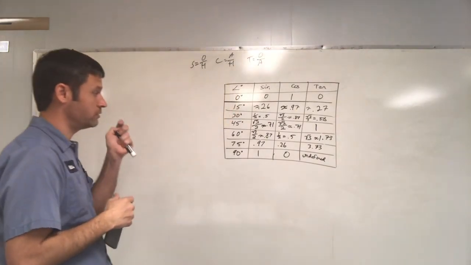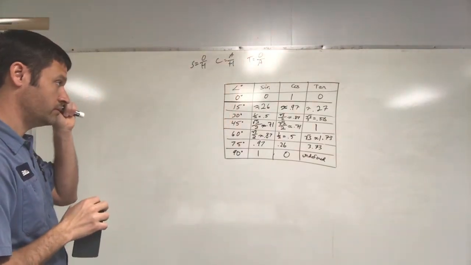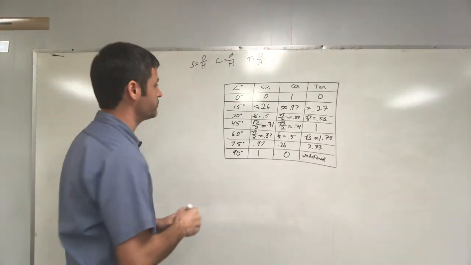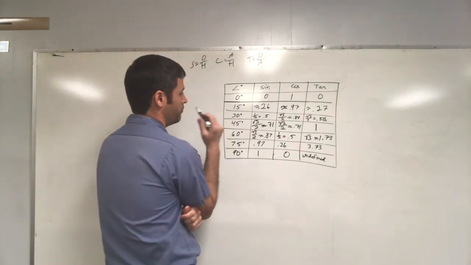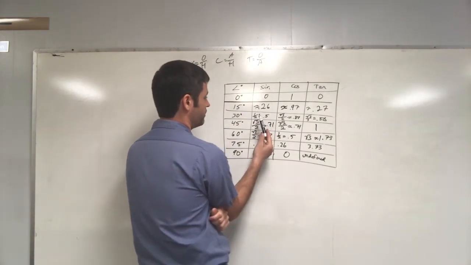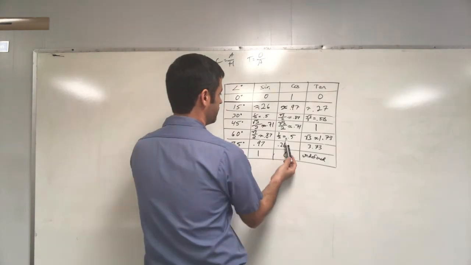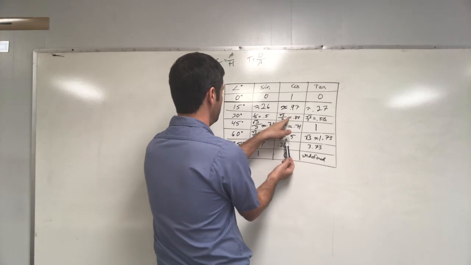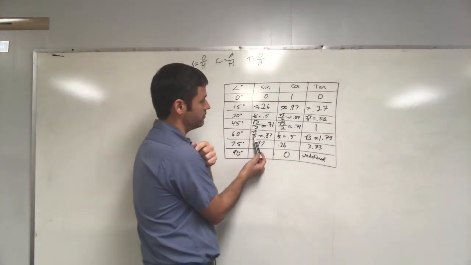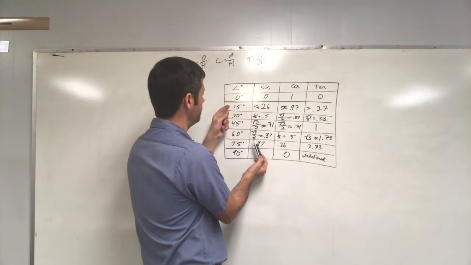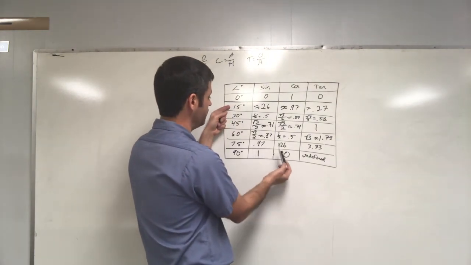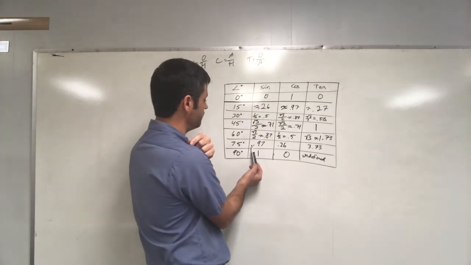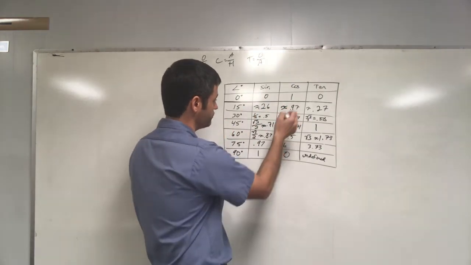Now, a couple things about this chart. First of all, we ran onto looking at 30 and 60. But if you look at the sine of a 30 and the cosine of a 60, they're equal. If you look at the cosine of a 30 and the sine of a 60, they're equal. If you look at the sine of a 15 and the cosine of a 75, they're equal. And the cosine of a 15 and the sine of a 75 are equal. They cross over.